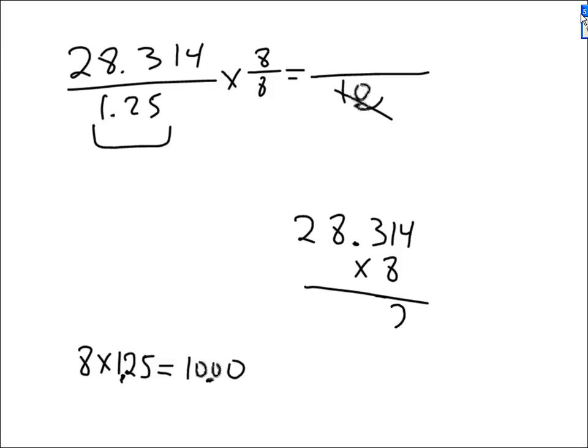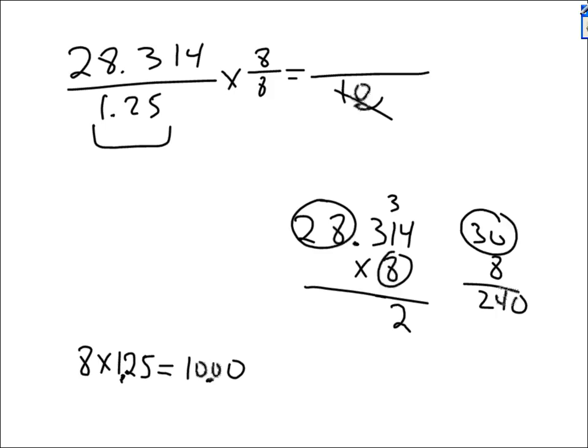Okay, 8 times 4 is 32. This is around 30. His number is 8. 8 times 3 is 24. So it's going to be around 240. Since I rounded that number up, the answer will be less than 240.